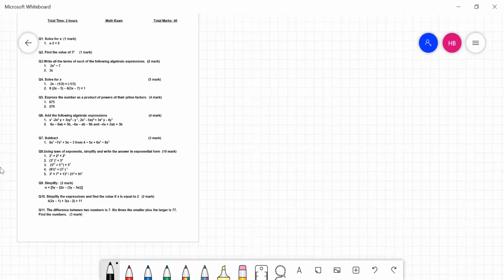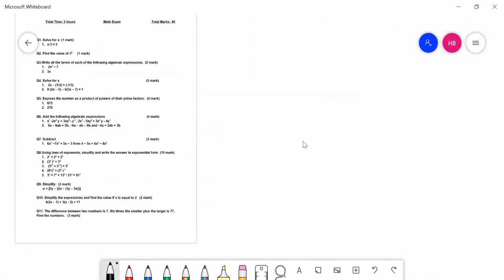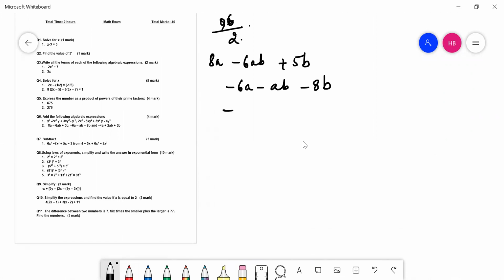Now let's do question number 6, second part. Which algebraic expressions do we have to add? 8a minus 6ab plus 5b is your first algebraic expression. Minus 6a minus ab minus 8b is your second algebraic expression. Minus 4a plus 2ab plus 3b is your third algebraic expression. So you have to add these three algebraic expressions.